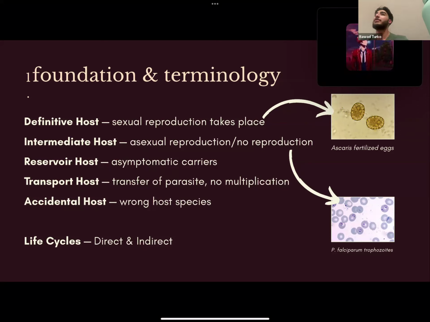So let's say, for example, a parasite reproduces sexually inside of black flies. And then once a black fly bites a human, the parasites can enter the human and reproduce asexually. So that would be the intermediate host, until again a black fly picks up the parasite and it reproduces sexually. So that's how it goes. So either direct or indirect. Okay, so that's the foundation. We're going to go through it very quickly.